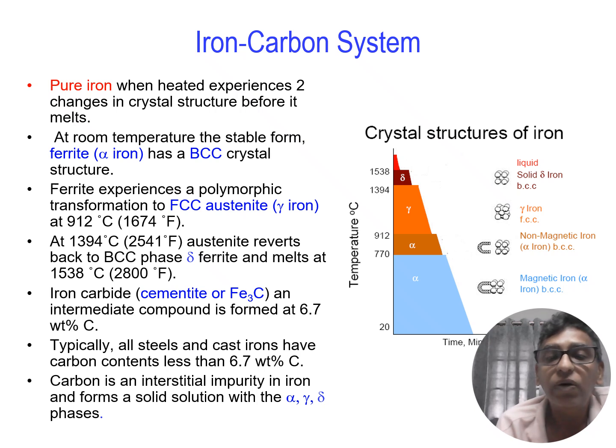Iron carbide, called cementite or Fe3C, an intermediate compound, is formed at 6.78% carbon. Typically all steels and cast irons have carbon contents less than 6.78%. Carbon is an interstitial impurity in iron and forms a solid solution in the alpha and delta phases.